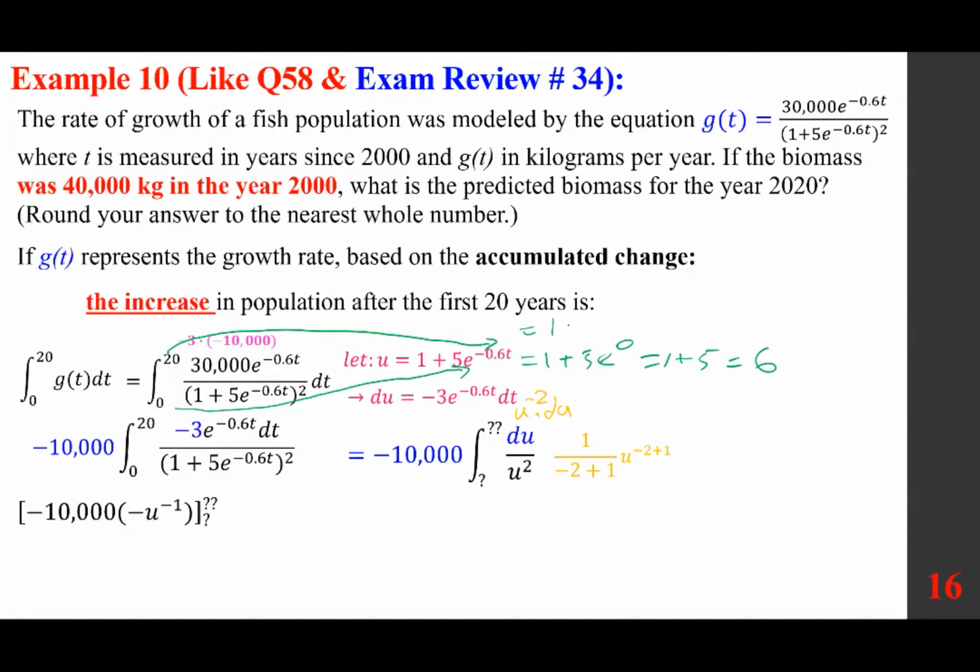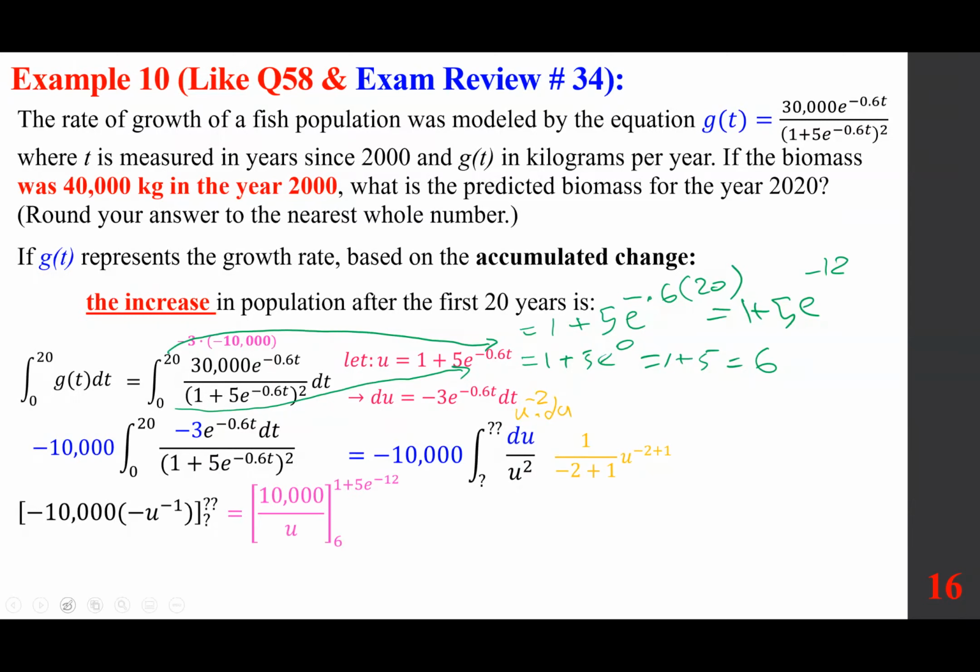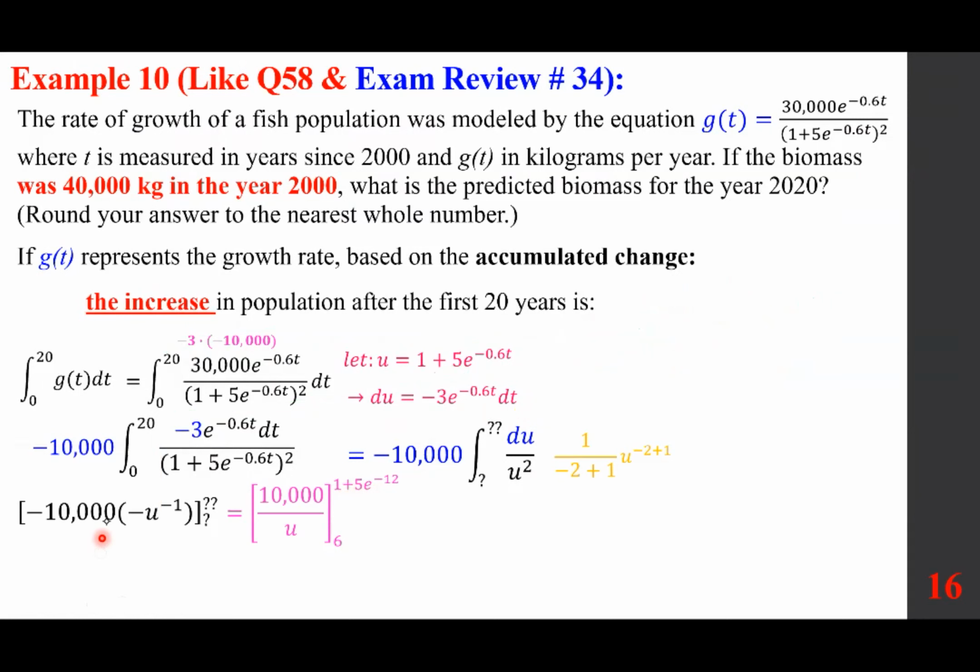We get 1 plus 5 e to the power of minus 0.6 times 20, which is 1 plus 5 e to the power of minus 0.6 times positive 20, that is minus 12. And that's what we have here. So again, the lower limit becomes 6, the new lower limit, and the upper limit becomes 1 plus 5 e to the power of minus 12. Let's erase it.